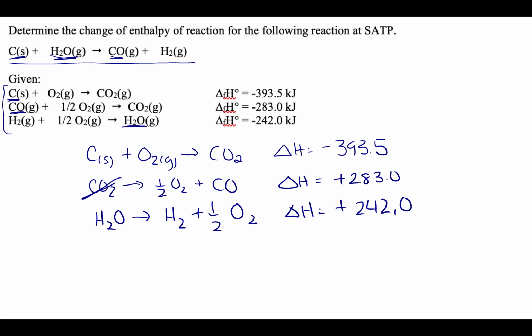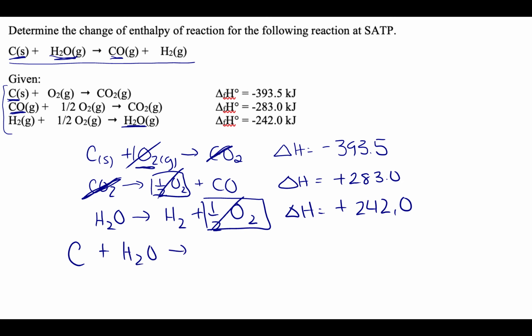And now we can notice how things will start to cancel nicely. So we have carbon dioxide, just 1 mole of it as a reactant and as a product, so those will cancel. We also have 1 mole of O2 as a reactant, and if we add this half with this half of oxygen, we have a total of 1 as a product. So those will cancel, and everything I'm left with is my target. So I'll have carbon solid plus water vapor to give you carbon monoxide plus hydrogen.